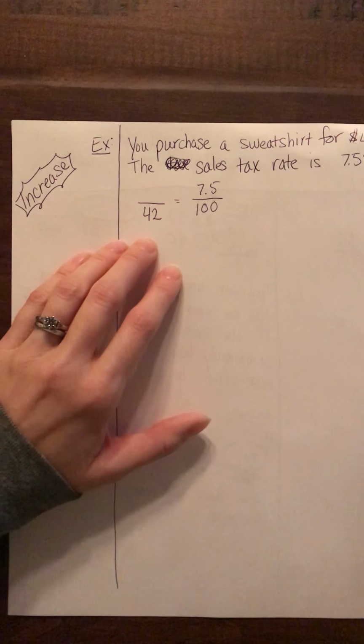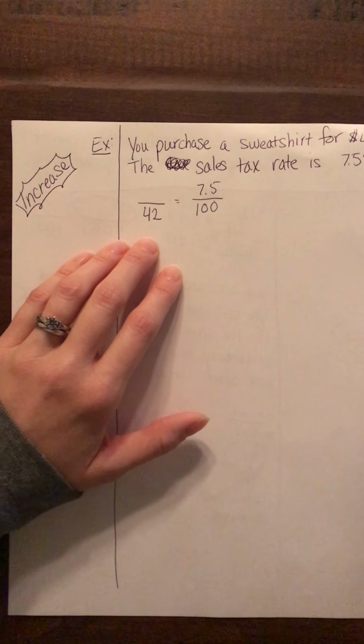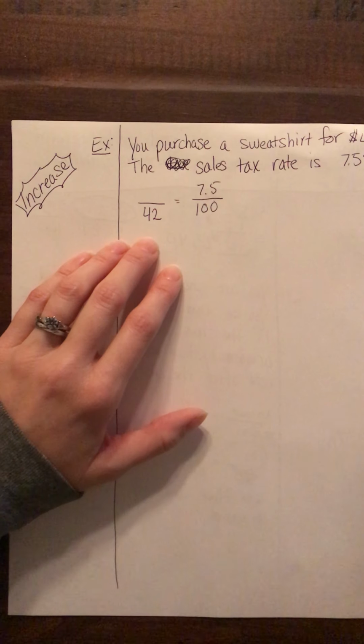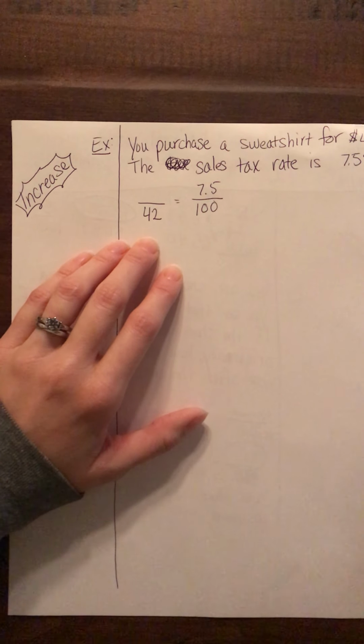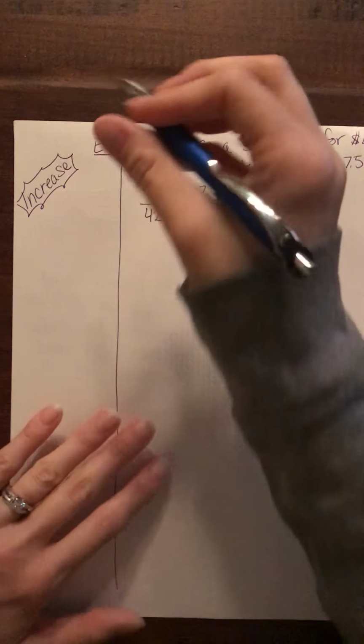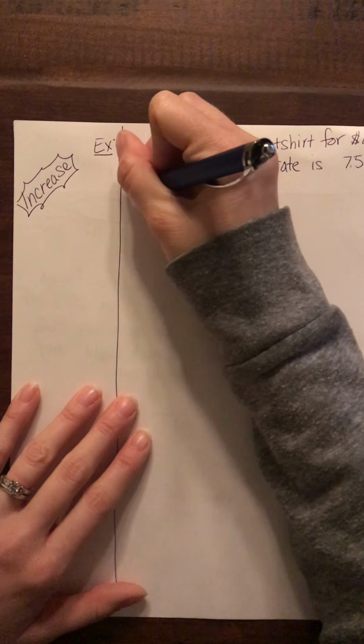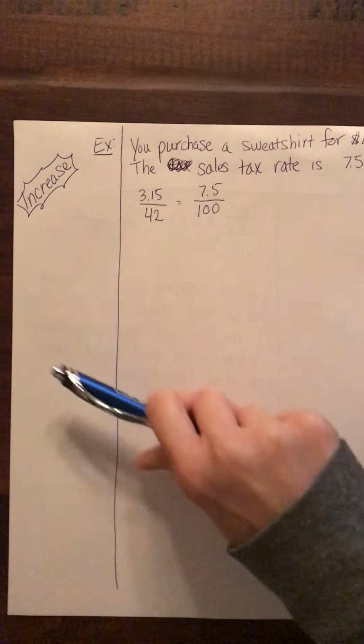Now, again, I don't have a calculator, so I'm going to use my computer, so give me just a second here. This is 42 times 7.5 divided by 100. Okay. So I'm getting that the sales tax is going to be $3.15.